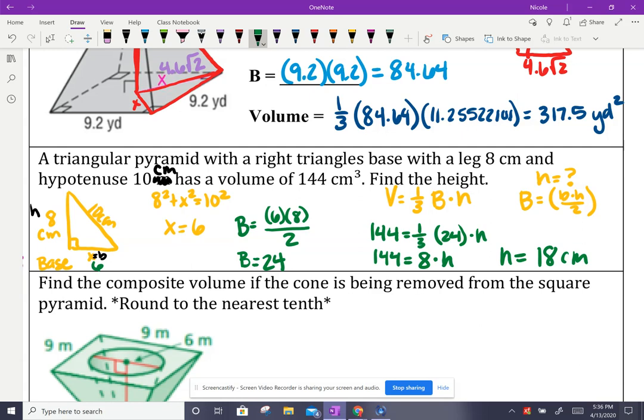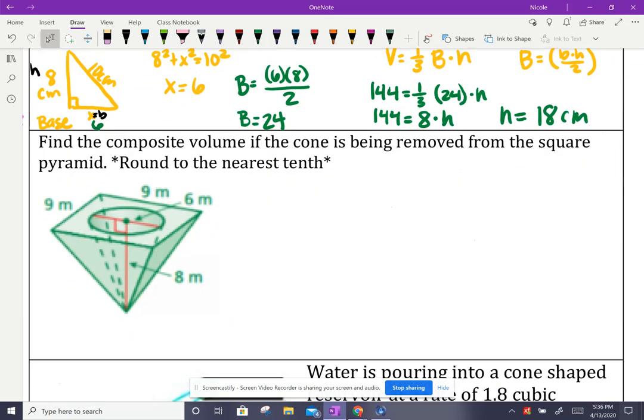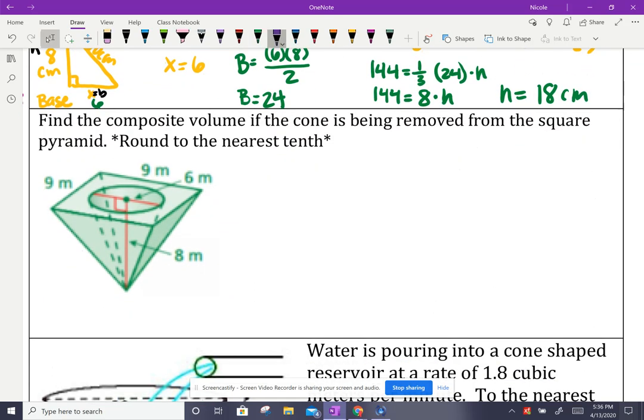And then we can look at a composite question. Yeah, we've got some composite questions to look at. The first one says, find the composite volume if the cone is being removed from the square pyramid. So for this one, we're going to take the volume of the pyramid and subtract the volume of the cone. We're not having to take into account surface area, just completely subtracting one out.